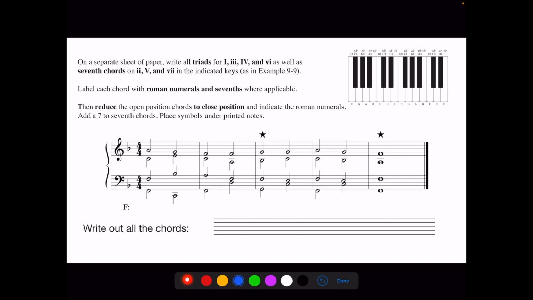So in this case, we are looking at F major. How do we know? Well, it says F, and also there is 1 flat. Okay, so the first thing you have to do is to just write out all of the chords in F major key. So I'm going to write that here. This is treble clef. You can also choose to use bass clef.